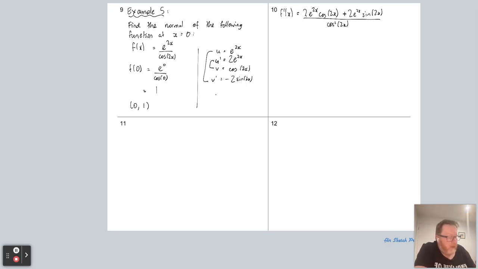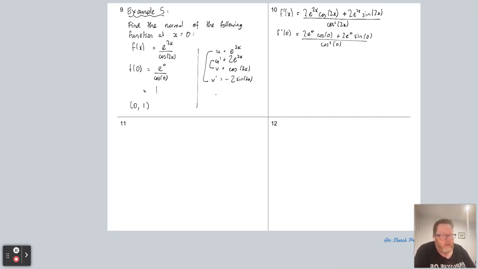So that's my thing. Now, looking ahead, I don't think I'm going to worry about simplifying this, even though I can see a common factor of e to the 2x. I'm just going to go straight for working out what the gradient is at 0. So f dash of 0 here, and I'm going to figure out what that is. So that's going to be 2e to the 2 times 0, so 2e to the 0, cosine of 2 times 0, which is cos 0, plus 2e to the 0 sine of 0, all over cosine squared of 0.